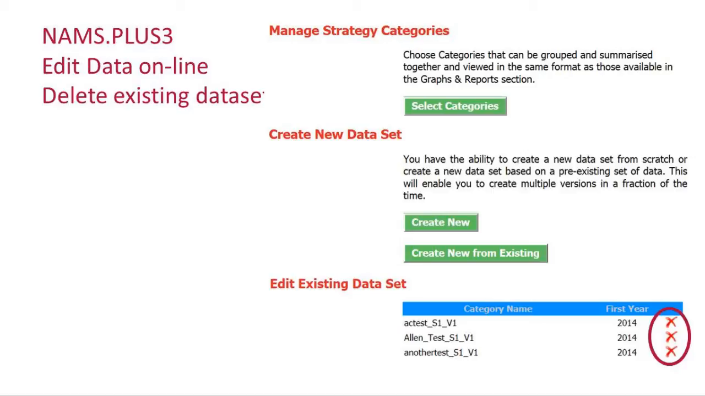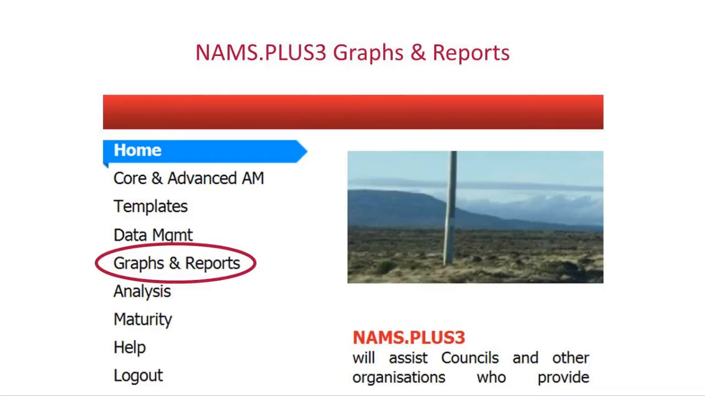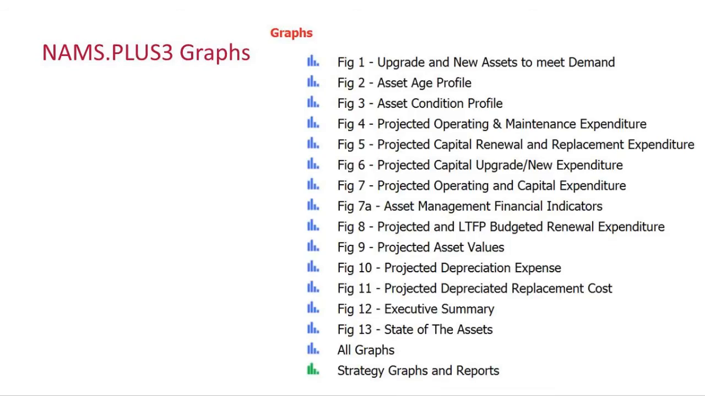the data online. Back on the home page now, click on the Graphs and Reports tab to see your graphs and reports. The graphs and reports will only be available once you have loaded data to NAMS.PLUS using the current templates, or when data has been entered online. The graphs and reports are similar to the NAMS.PLUS2 graphs and reports. Simply click on the graph name to see the graph.